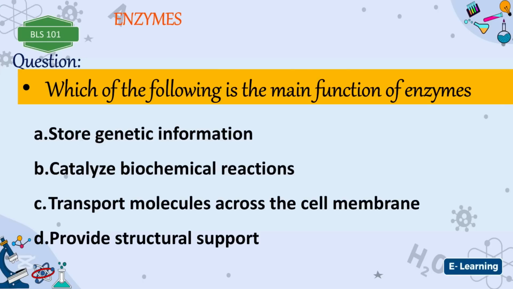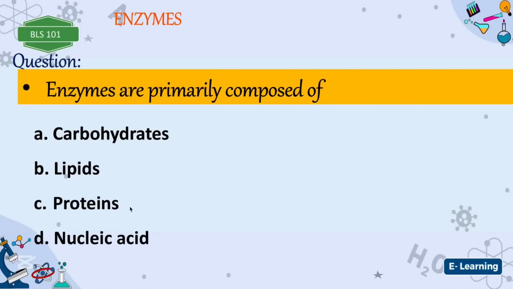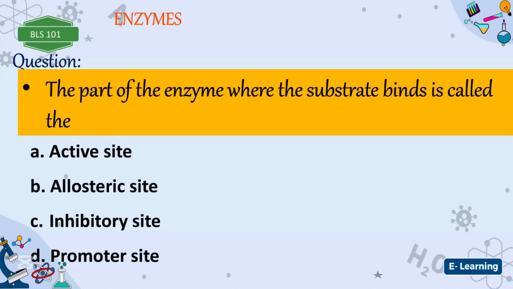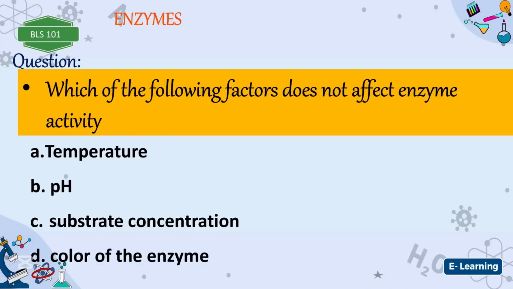Now, we have the following question. Which of the following is the main function of enzymes? The main function of enzymes is to catalyze biochemical reaction. Enzymes are primarily composed of protein. Then the part of the enzyme where the substrate binds is called the what? Active site. That's the part of the enzyme where the substrate binds. Which of the following factors does not affect enzyme activity? We have temperature, pH, substrate concentration. The color of the enzyme does not affect enzyme activity.